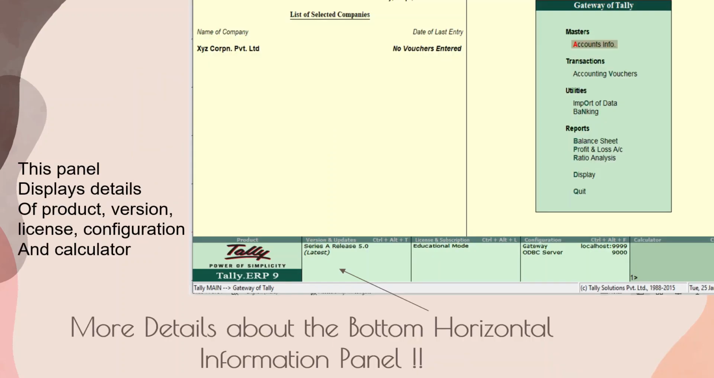And another thing is the vertical toolbar. A horizontal information panel is also there. Here you can see the icon, and here you can see the version, which version this is, and then the license. But if you are in education mode, there is no number, subscription and all, otherwise there will be information about that, and configuration, and even a calculator.